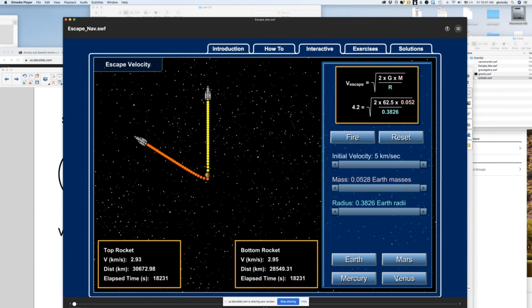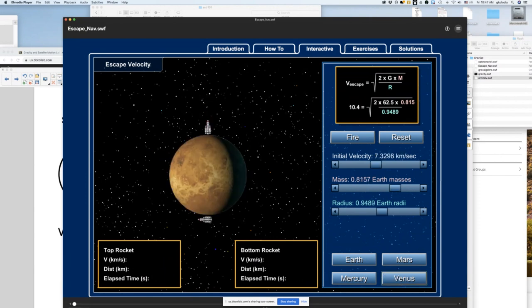For example, you can make this Venus. All right, Venus has a mass very close to Earth, a little bit less than Earth's in size. They're very close in size, about 80% mass and about 95% the radius. They're almost the same. So the escape velocity is pretty close to Earth. Don't forget, for Earth it was 11.2. And so we're going to have to fire it at 10.4, a little bit more than that.